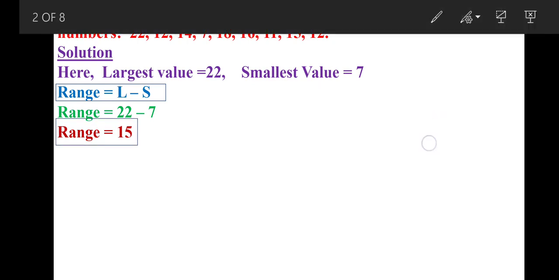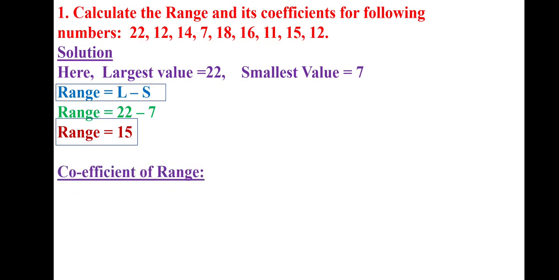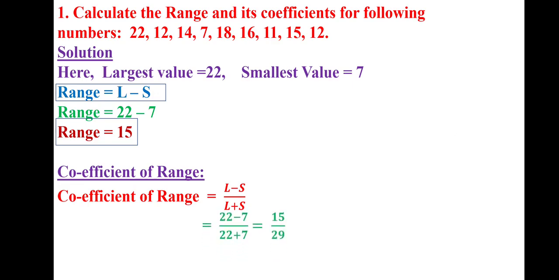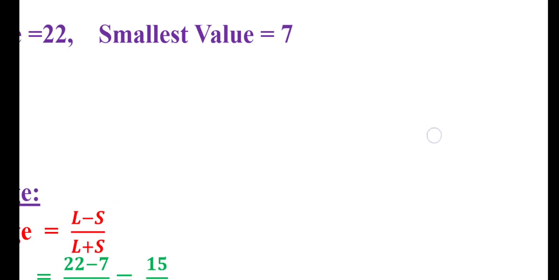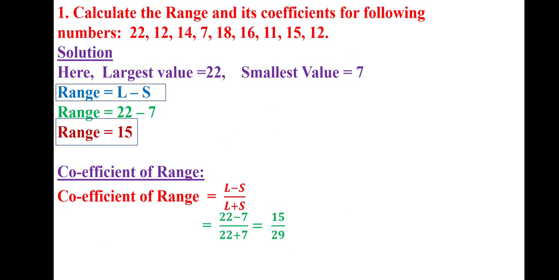Then the coefficient of range will be found. Coefficient of range equals L minus S divided by L plus S. So 22 minus 7 equals 15, and 22 plus 7 equals 29. So 15 by 29, the value is 0.517. This is the coefficient of range.